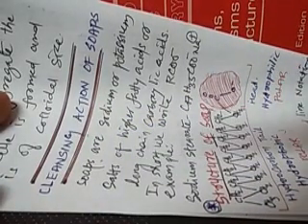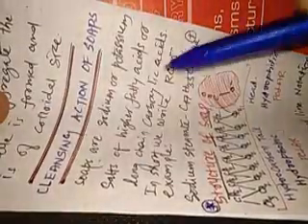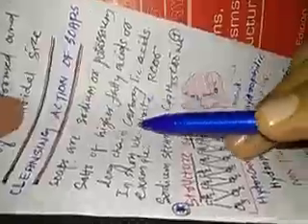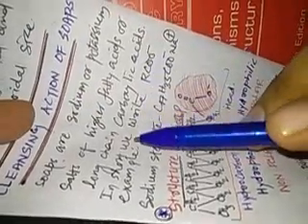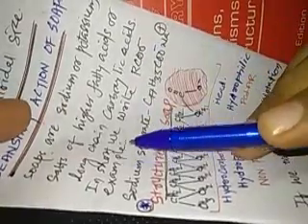What are soaps actually? Soaps are the sodium or potassium salts of higher fatty acids or long chain carboxylic acids. In short, we write RCOO minus. Now the example of soap is sodium stearate, that is C17H35COONa.